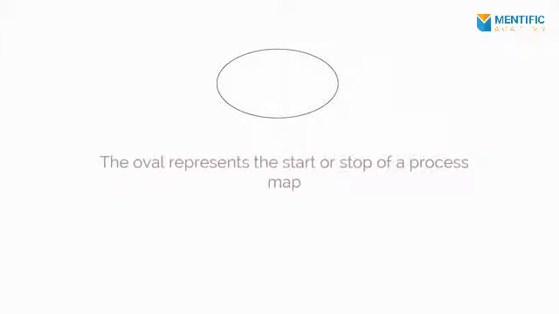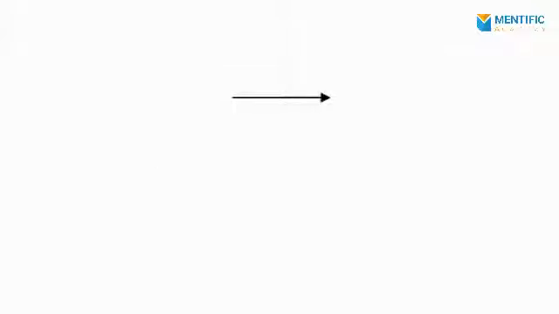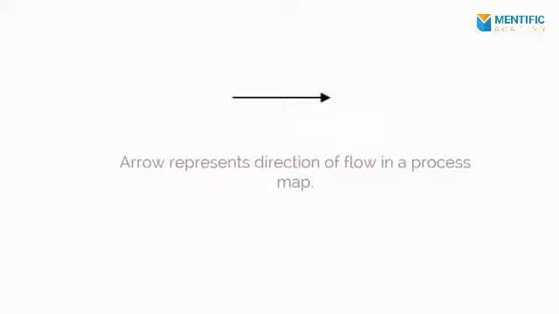The third symbol is an oval. The oval represents the start or stop of a process map. It is also used to depict if the process map continues on another page. The fourth symbol used in a process map is an arrow. The arrow represents the direction or flow in a process map.